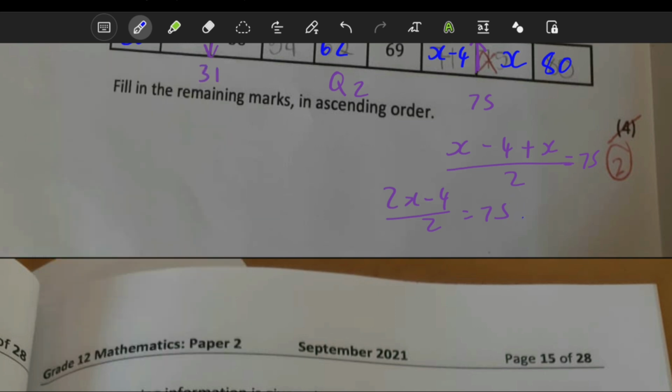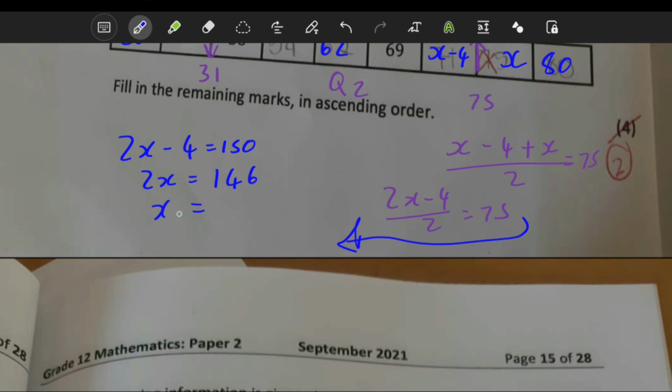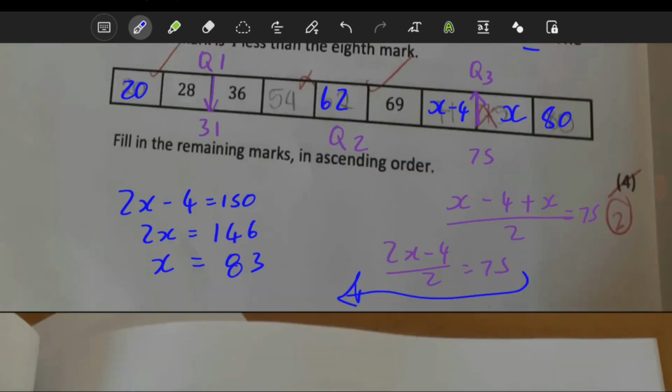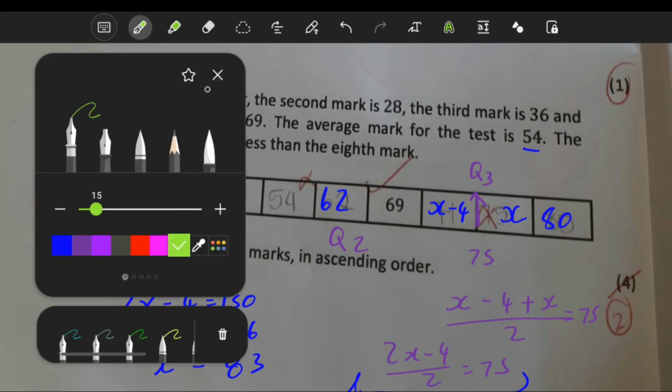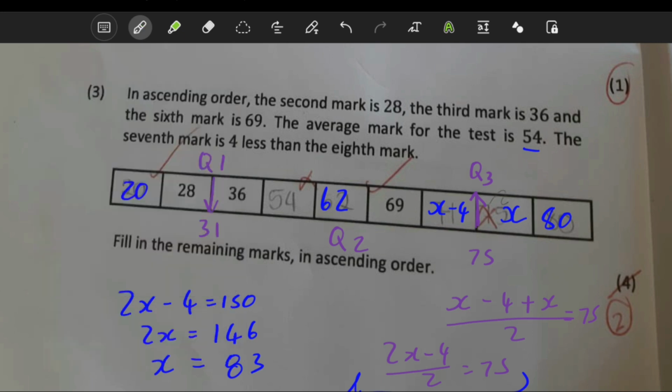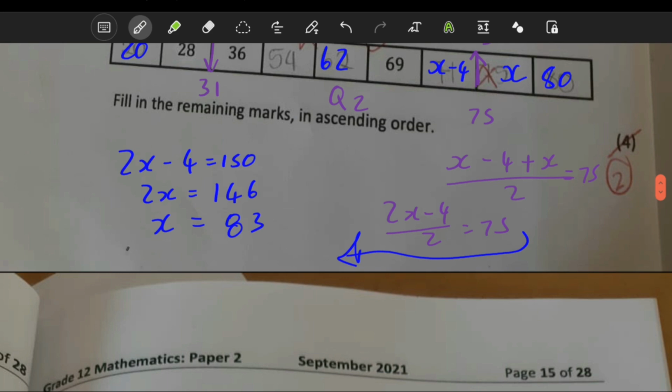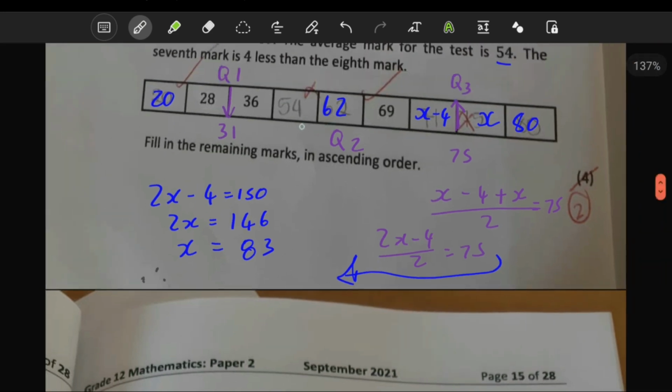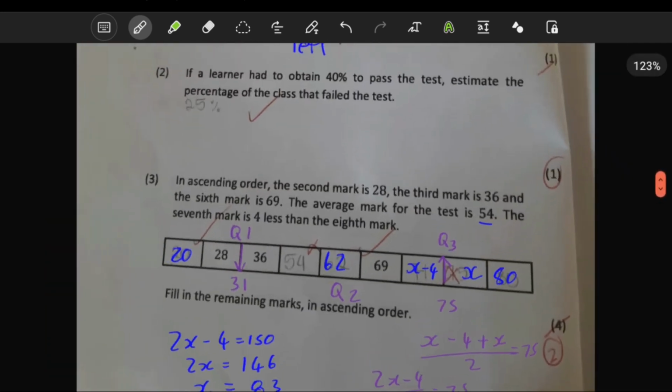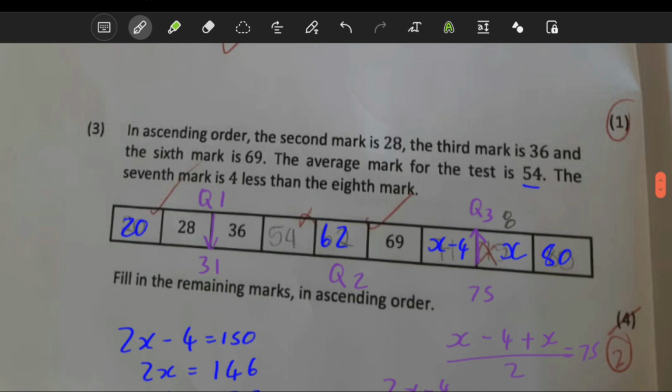Let's do this here. 150, let's put 150 over there. This is going to be 2x minus 4, which gives us 150. Then 4 to the other side, 2x is equal to 146. Divide by 2 on both sides, you're going to get 83. So if x is 83, we can throw in our values there. So x is 83, therefore, but how are we going to get this one now? We'll use the average for that other one. So x here is 83, 4 less, this is 79. Getting this value is a matter of adding everything up and making the average equal to 54.